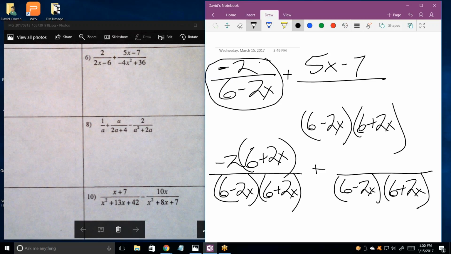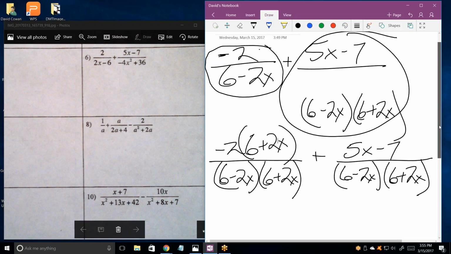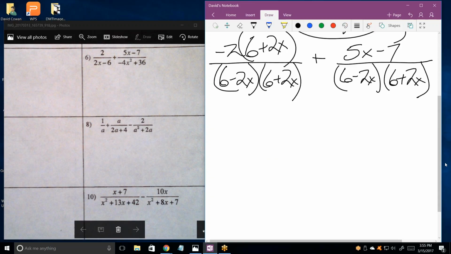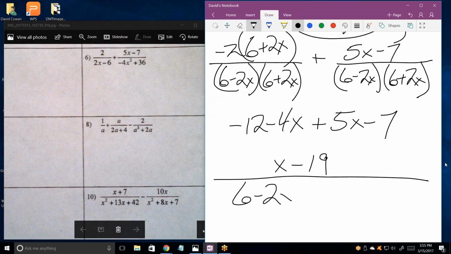Would it be 5x minus 7? That's it. In other words, my whole goal is to not change that fraction. Okay. Now we have a common denominator. We can operate on the numerator. So first thing, I'm going to distribute the minus 2. So I got minus 12 minus 4x plus 5x minus 7. Combine all of those and you get x minus 19 all over our common denominator.